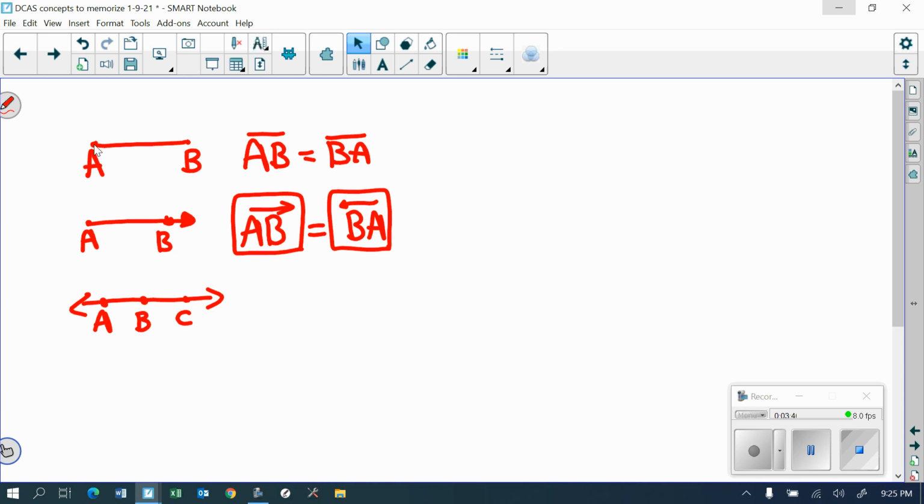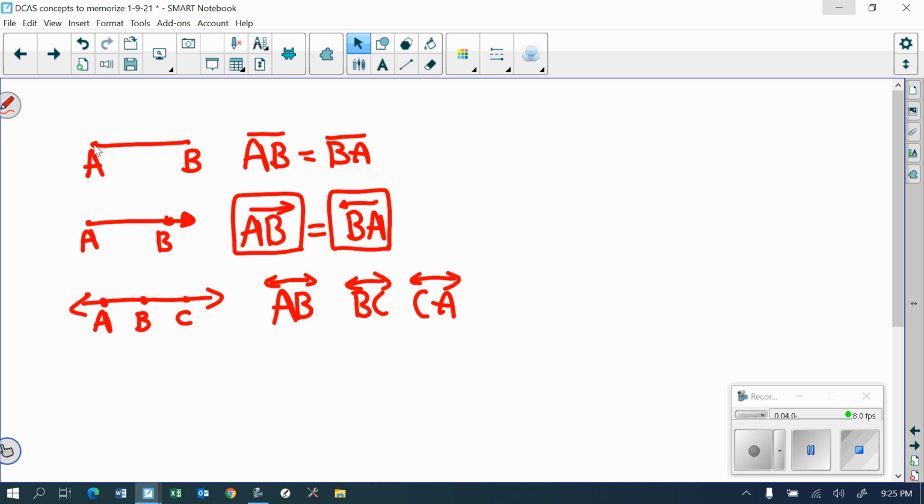There's multiple ways of naming lines. I can pick any 2. I never use 3 letters on a line. I use any 2. I can call it line AB. Again, I have to have arrows on it because the line has arrows on it. It goes on forever. I can call it BC. I could call it CA. Those are just 3. Any combination, any order for that.